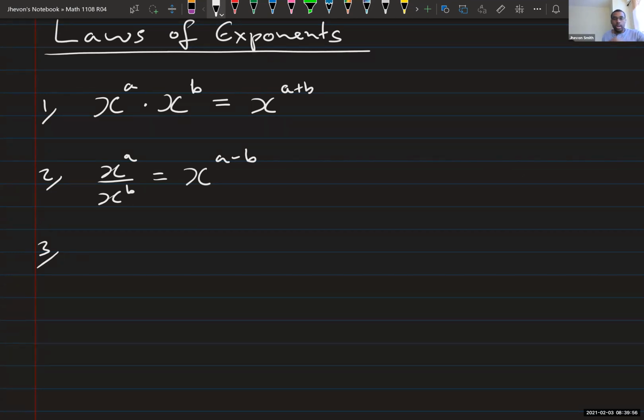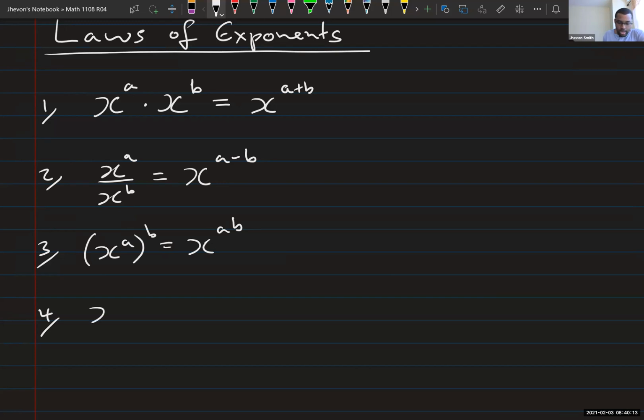And what if we are... computers are giving trouble today. What if we take something to an exponent and we raise it to another exponent? Multiply the exponents. That's when you multiply the exponents.